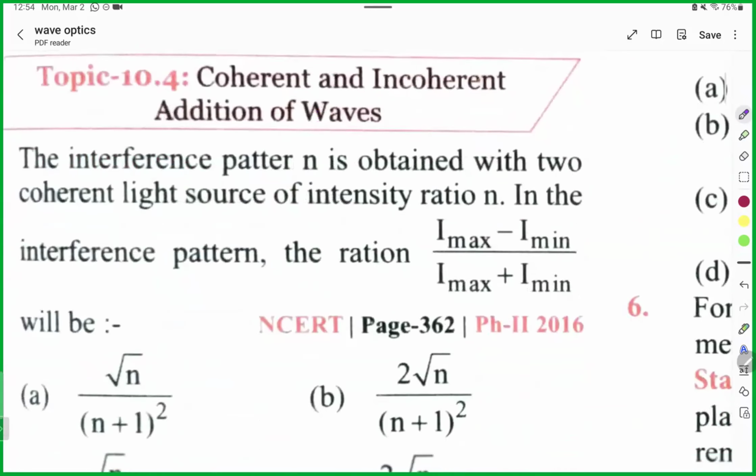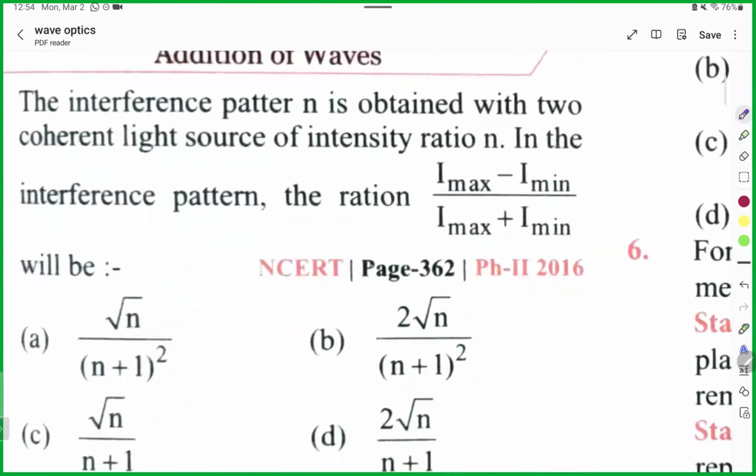Okay. Now look at this question. Interference pattern is obtained by two coherent light sources. Two coherent sources means identical in everything. Coherent means identical. You have to calculate (I maximum minus I minimum) divided by (I maximum plus I minimum), and their ratio is this. Interference pattern is obtained with two coherent sources of ratio, so you can take I1 by I2 is equal to n.